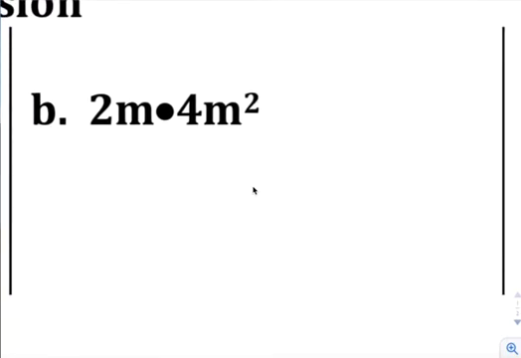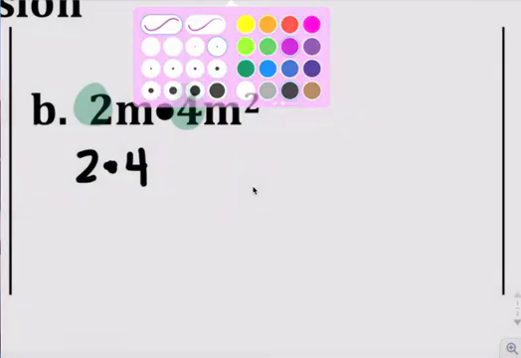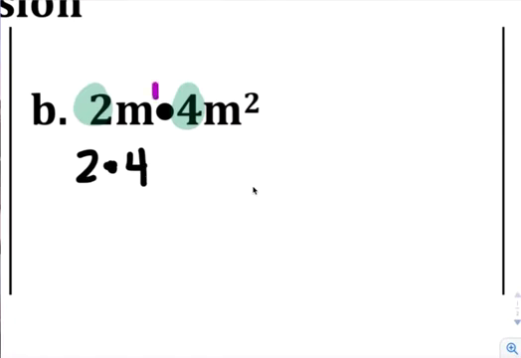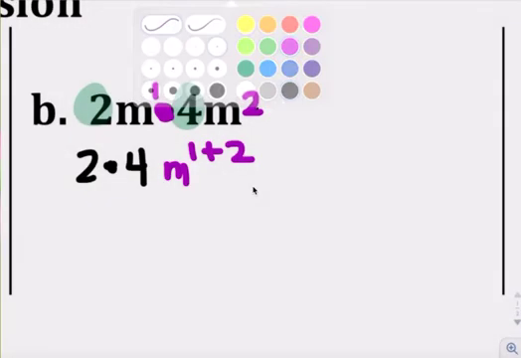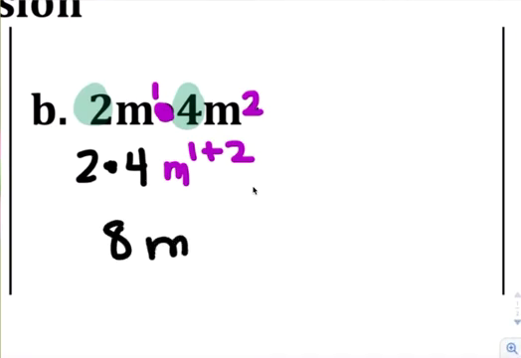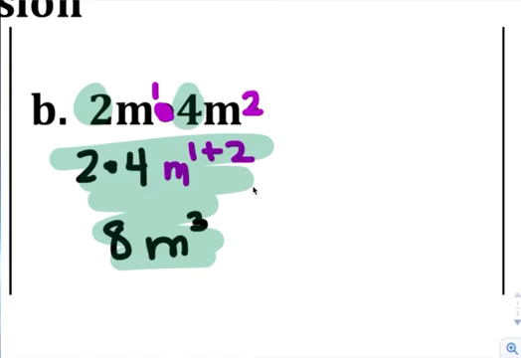Make the 1 disappear. When you multiply these two numbers, you get 8. 2 times 4 is 8. That's the work. Don't do answers only like I just did. M to the first plus the 2 here. When you're multiplying, you're adding the exponents. So your answer is 8m to the third. This is the work I need to see right here on your paper.